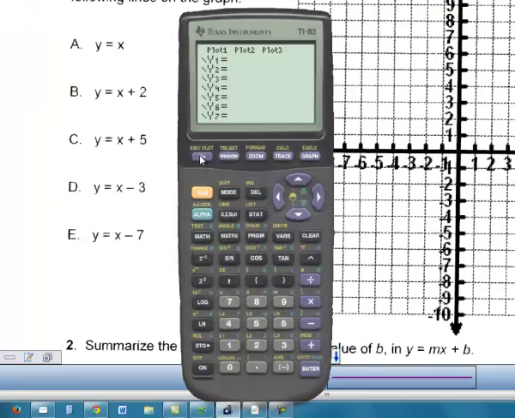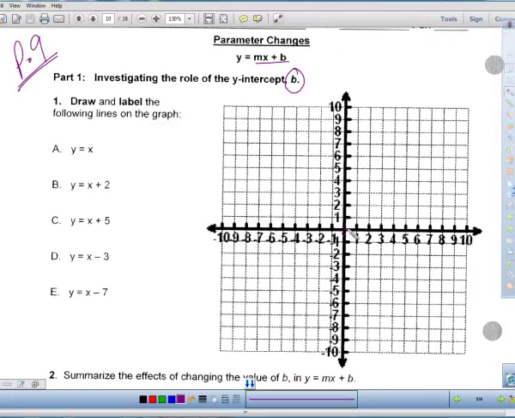So I'm going to hit y equals, and I'm going to type y equals x and then hit graph. And there's my line. I can hit trace, and it gives me the point 0, 0. And then as I hit 1, it gives me 1, 1, 2, 2, 3, 3, and so on. So I'm going to plot those points on my graph over here: 0, 0, 1, 1, 2, 2, 3, 3, and so forth.